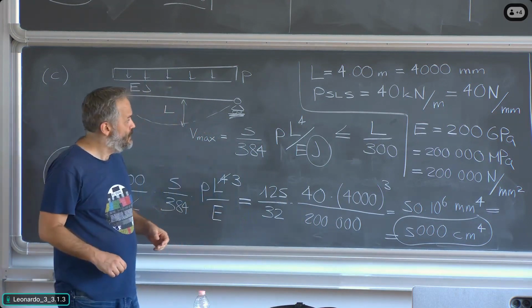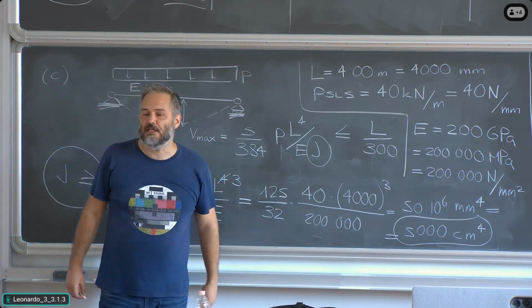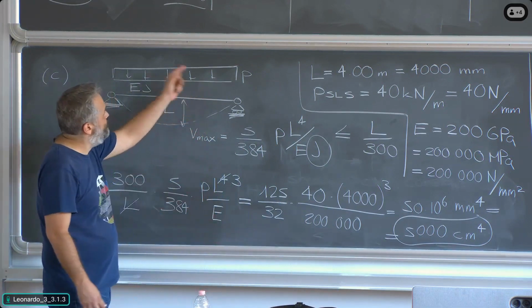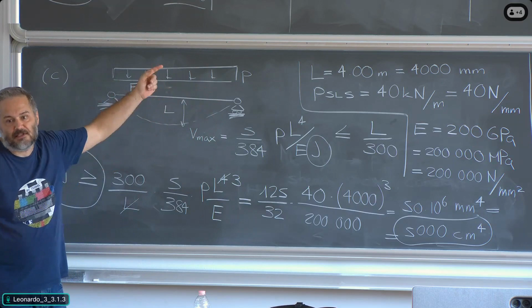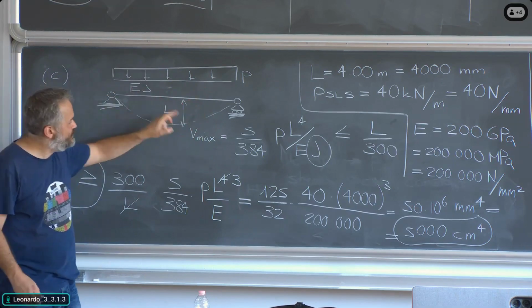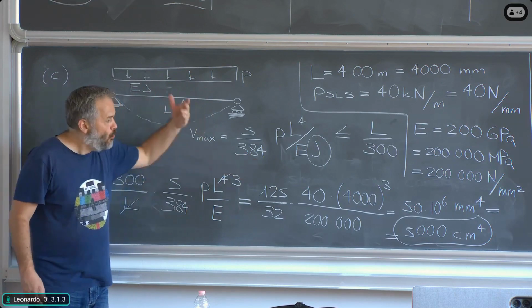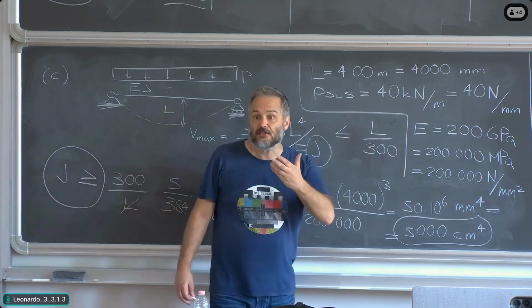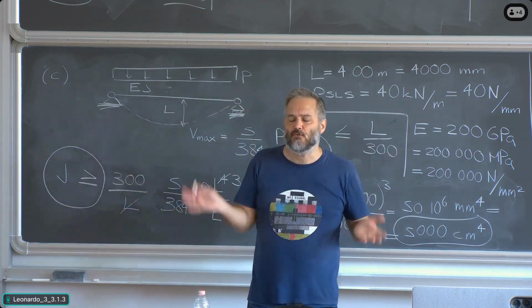Okay? What might change in different written assignments? For example, the structural scheme may not be this one, it may be another one, for example with a concentrated load in the middle, but the value here is provided. What can change? This value here, L divided by 300, we explained it during class. This depends on what you are designing.